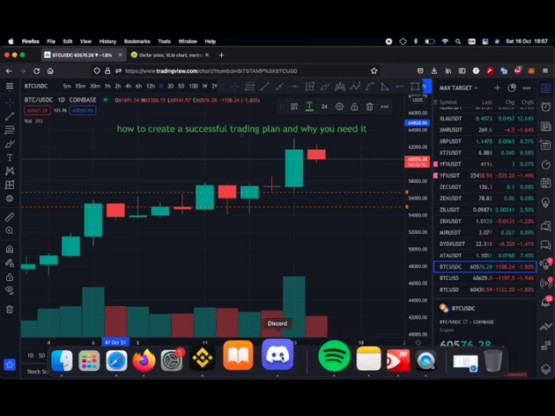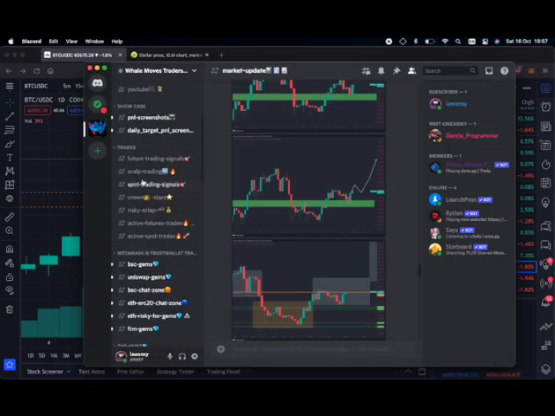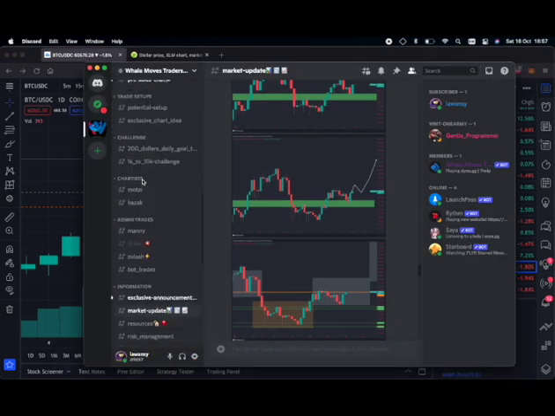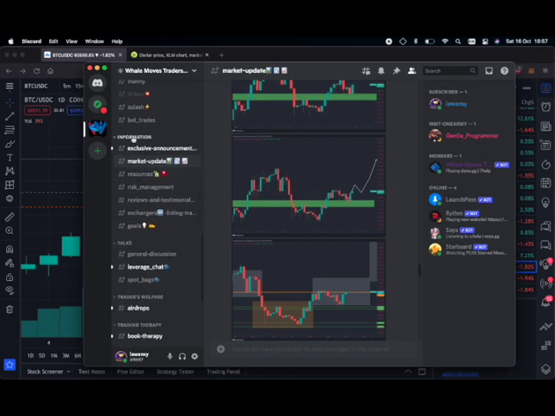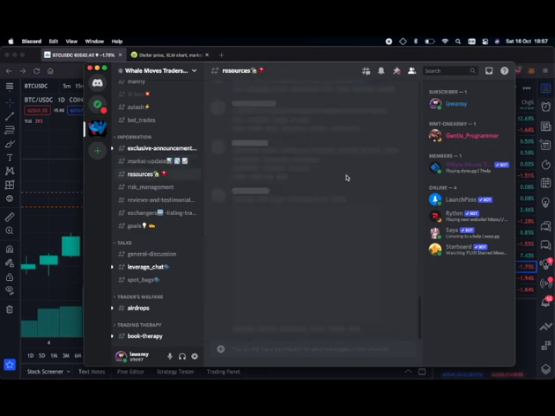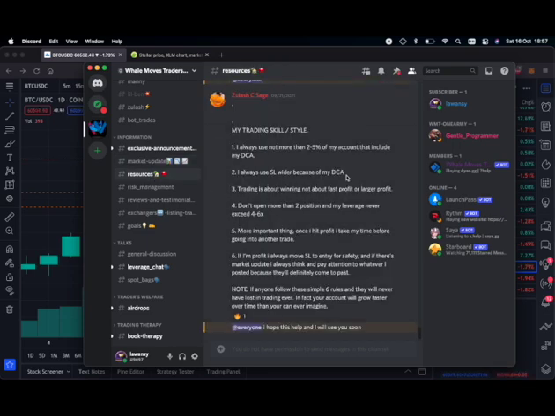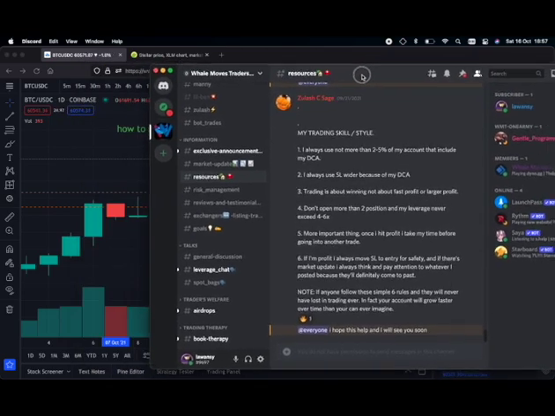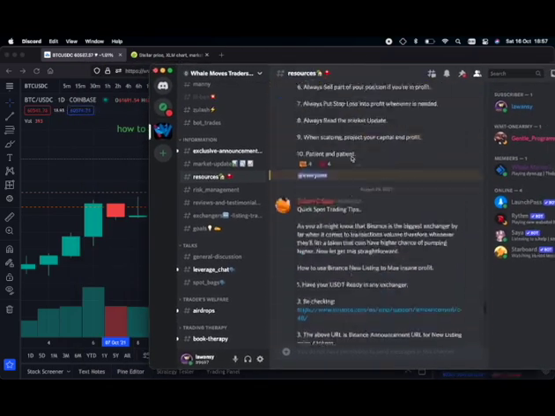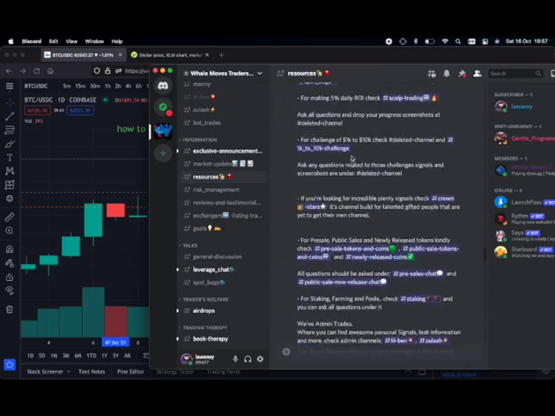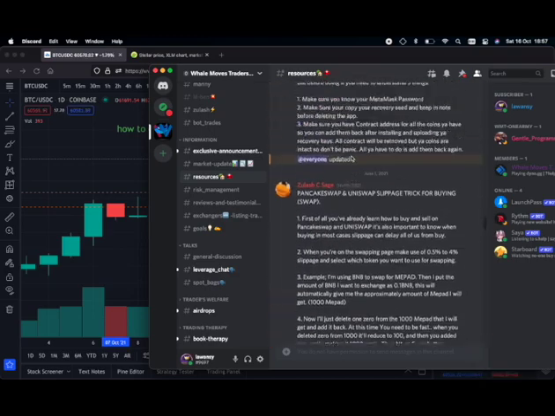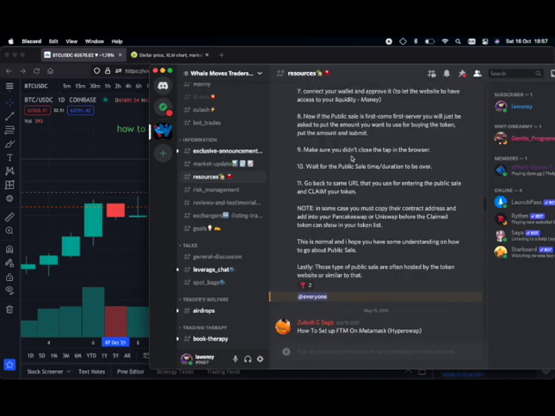So we go straight to the Discord and look into the information category. We're looking for information. Here is information, as you can see by the arrow. Then we look for resources. We have some things in resources. Now we click on resources, so wait for it to load up. Good. Now here we have my trading plan. I uploaded a lot of trading plans, or let me say trading methods, that you can use for your trading. A lot.